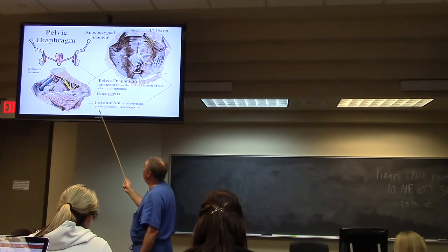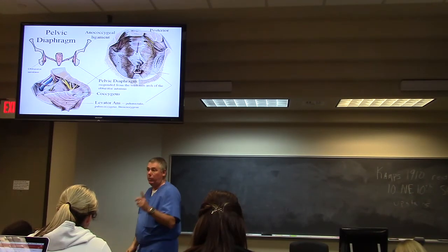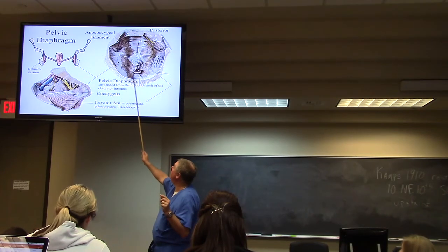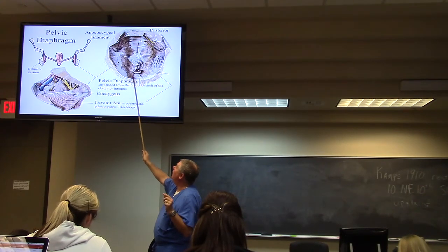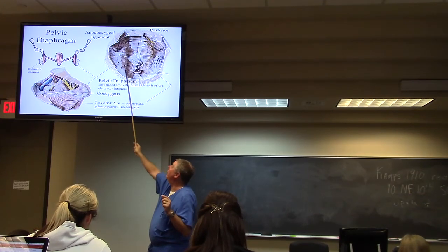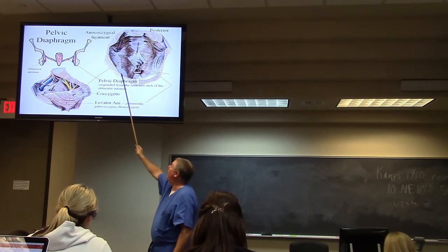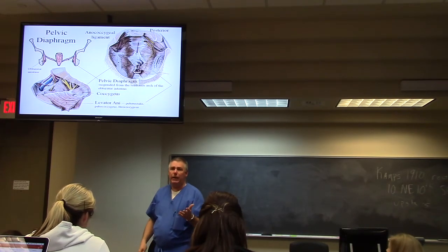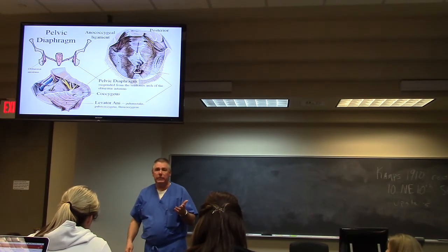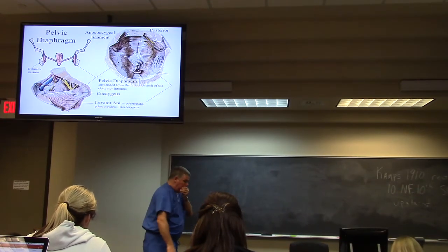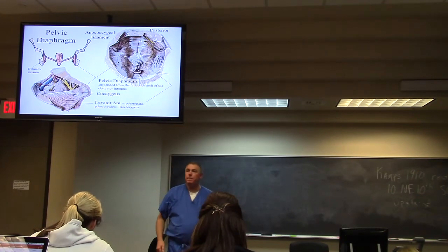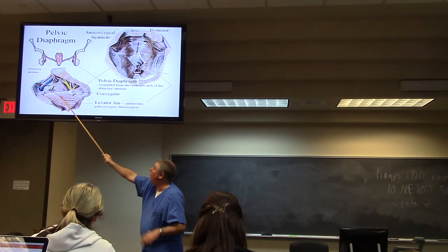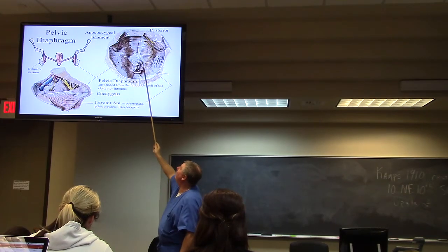Now it says here pubococcygeus. This is the point I want to make. The puborectalis is the most medial fibers. Once you go lateral out here, still arising from the pubic bone, we call that the pubococcygeus. It's kind of the same thing, and if you call them the same thing, I don't care. The iliococcygeus, though, like the pubococcygeus, wraps around the rectum.